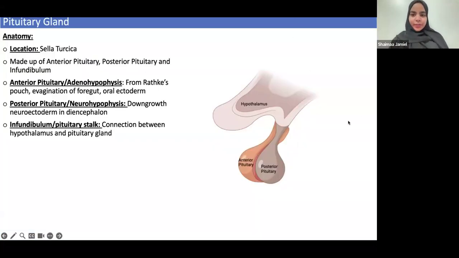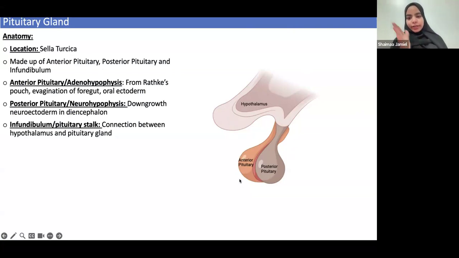Okay, so here is just a quick, brief anatomy of the pituitary gland. It's located in the sella turcica and is made up of an anterior pituitary and a posterior pituitary, with the infundibulum here, which connects it to the hypothalamus. The anterior originates from Rathke's pouch, so it's of oral ectoderm origin. The posterior pituitary, however, descended.